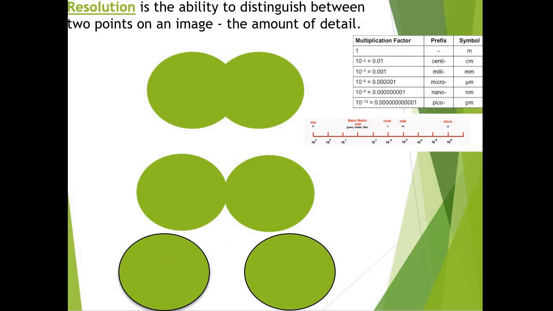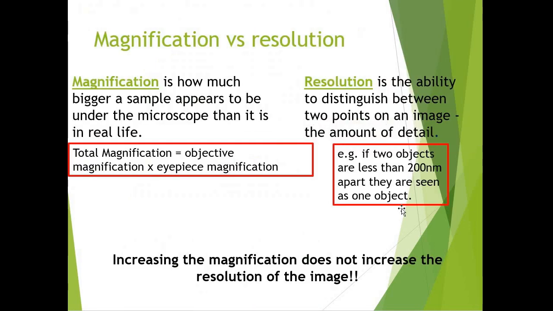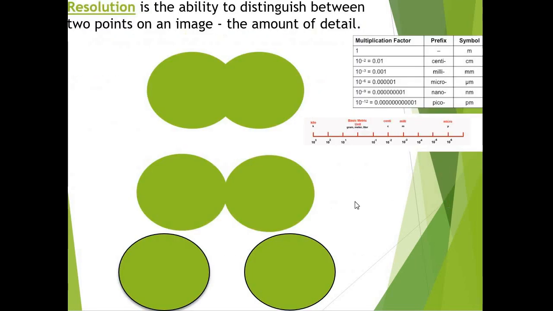Now, the resolution of light microscopes is about 200 nanometers, and electron microscopes are much better. We'll get to those more in another lesson. Now, just some prefixes and symbols that you're going to come across in A-level biology quite a lot, starting normally from millimetre.